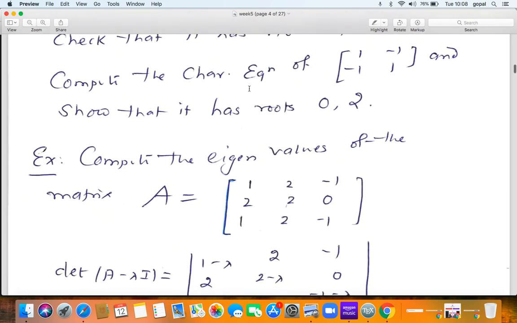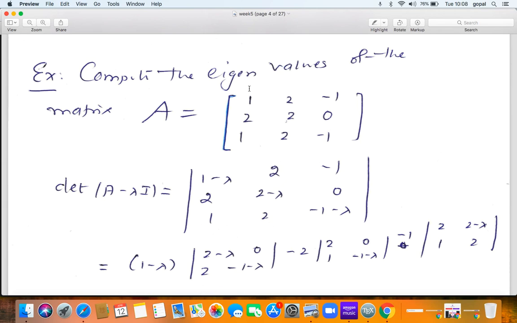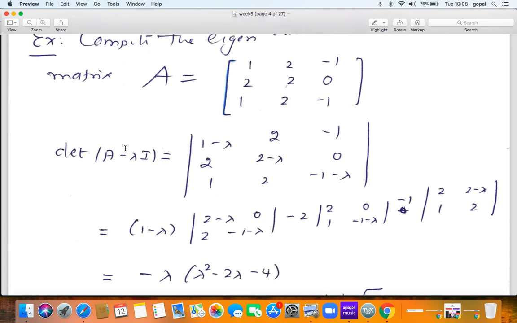Let us see the third example now. Compute the eigenvalues of 1 2 minus 1, 2 2 0, 1 2 minus 1. Already you see that the first row and the third row are equal. So 0 must be an eigenvalue, right? Let us calculate using the characteristic equation, determinant of A minus lambda I, or you can take determinant of lambda I minus A. Doesn't really matter because we're going to equate it to 0. So 1 minus lambda, 2, minus 1, 2, 2 minus lambda, 0, 1, 2, minus 1 minus lambda.